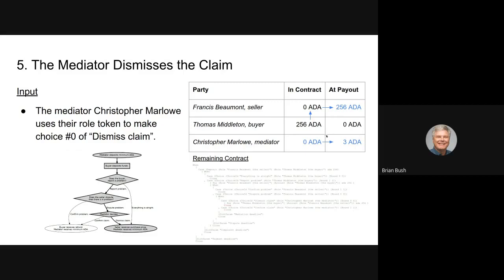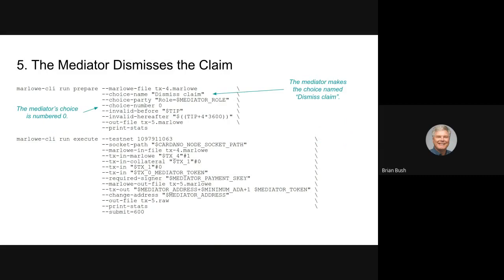And because the contract is over, it's taking the minimum ADA, and it's giving that back to Christopher Marlowe, who had supplied it when the contract was created. So we're basically moving things out of the contract here. And then there's essentially no contract left. There's just this little close statement that is the end of the contract. So this is another transaction reminiscent of numbers 3 and 4. Here we're saying dismiss claim, the mediator is the party making the choice, and they're choosing choice number 0 because that was the one that indicates they're dismissing the claim.